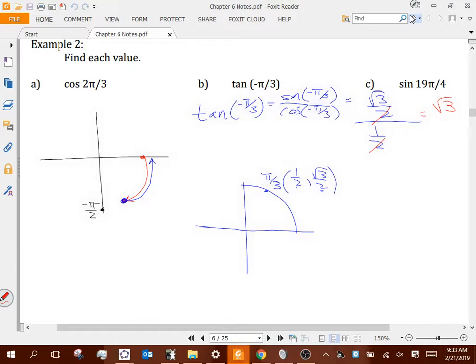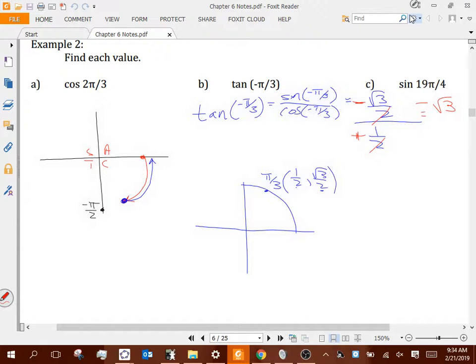But negative pi over 3 is in what quadrant? Fourth quadrant. So when I did this division, all students take calculus: cosine is the only one that's positive. So this sine should have actually been a negative, and this cosine is a positive. What's a negative over a positive? Negative. So negative root 3 is actually what I'm looking for. That's confirmed by knowing that in the fourth quadrant, cosine is the only one that's positive, so tangent should be negative. Does that make sense?